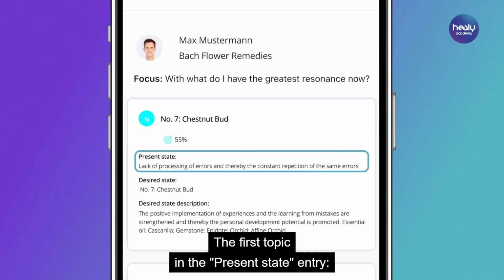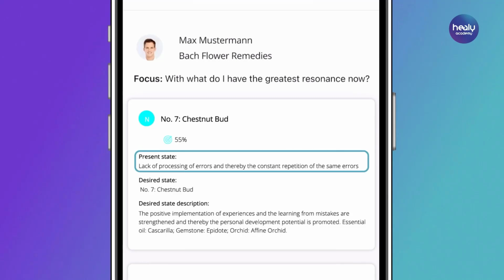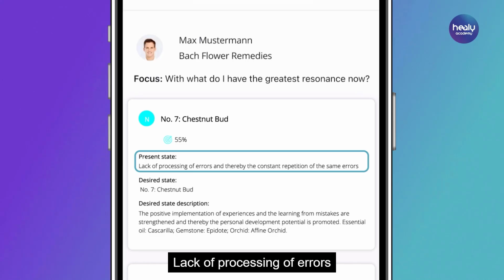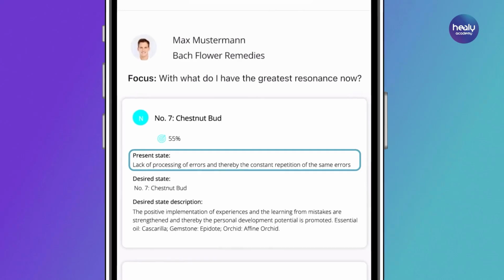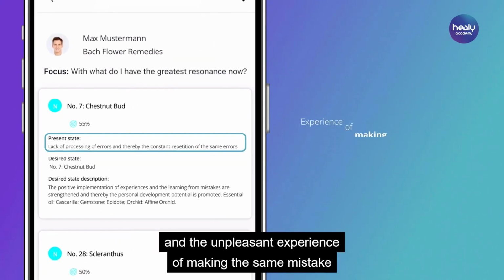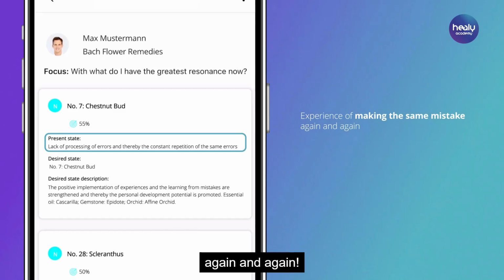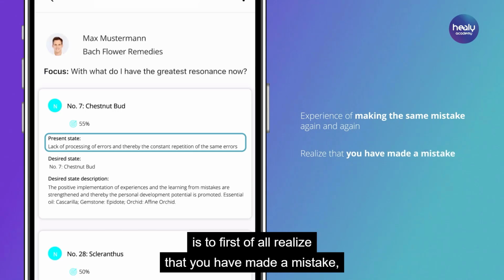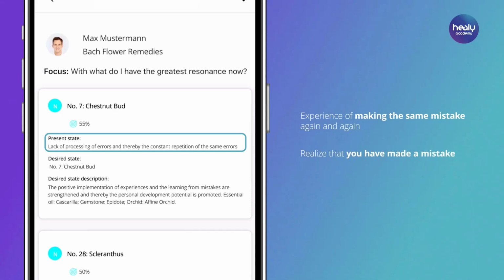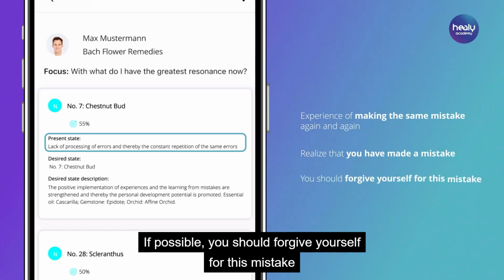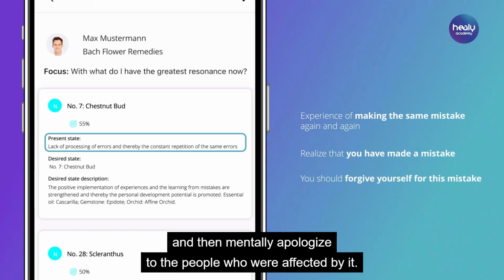The first topic in the present state entry. Lack of processing of errors and thereby the constant repetition of the same errors. Almost everyone knows the feeling and the unpleasant experience of making the same mistake again and again. The most important issue here is to first of all realize that you have made a mistake, to accept this fact in a non-judgmental way.